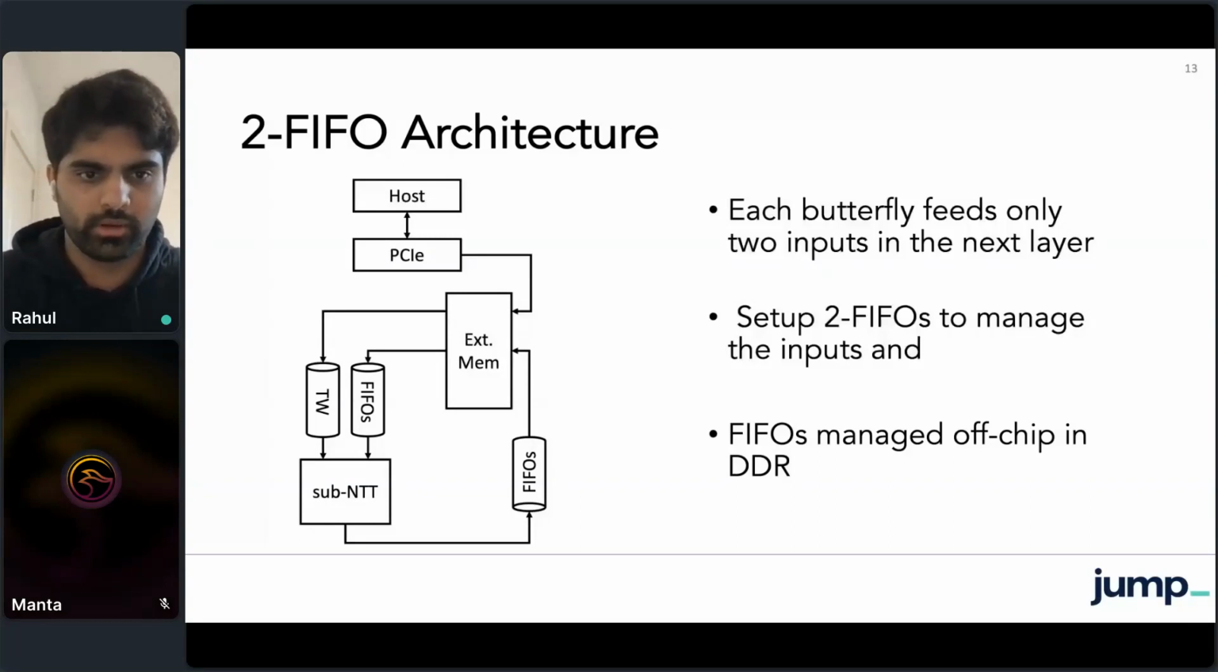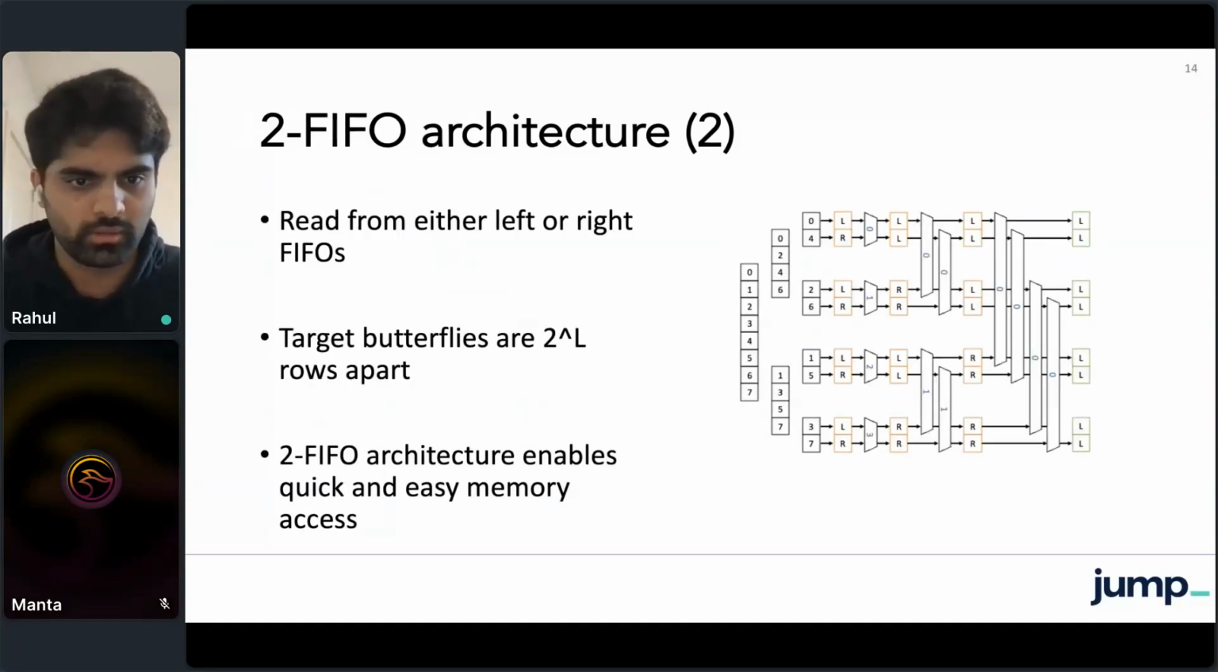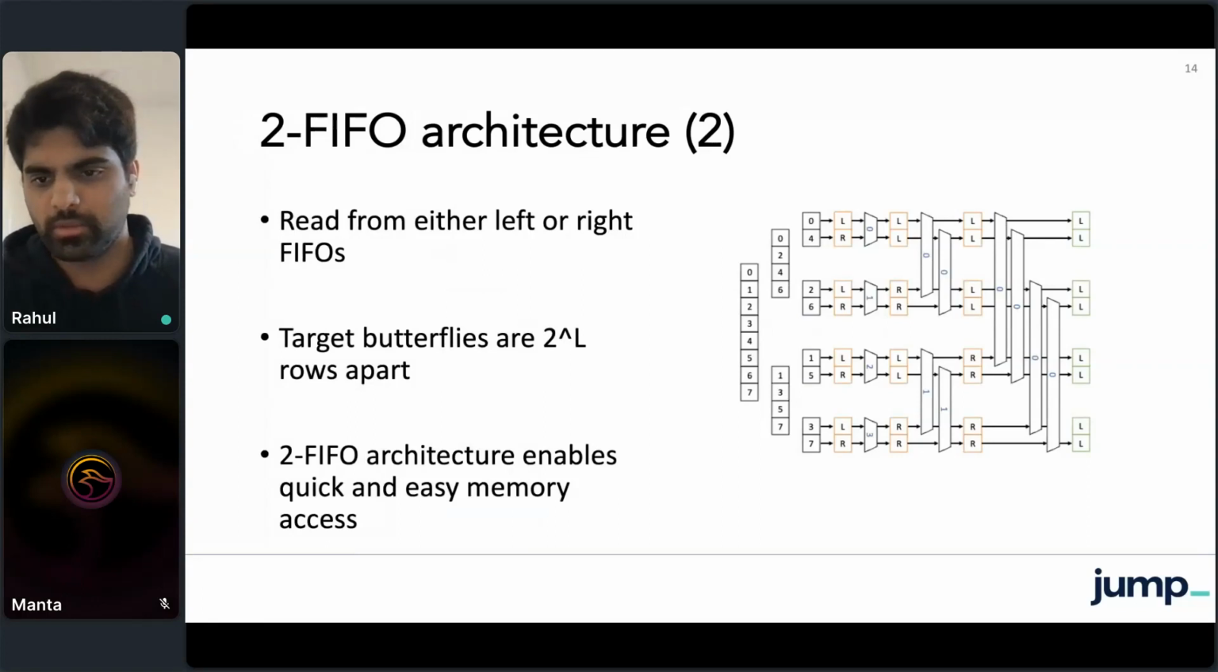Let me go into a bit more detail on what this 2 FIFO architecture looks like. The diagram on the right demonstrates a really simple example with a size 8 NTT. You can imagine you have the values indexed from 0 to 7, and after you recursively break down these inputs, you have 0 and 4, 2 and 6, 1 and 5, and 3 and 7. Those indices are the pairs that you're feeding into the butterfly network.